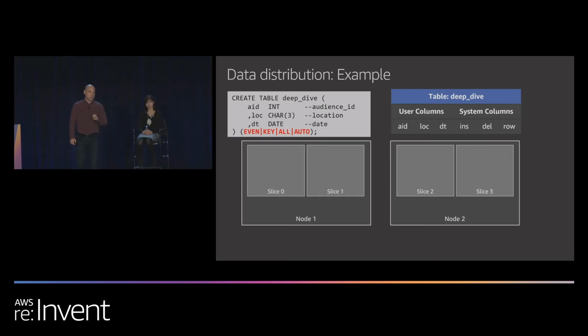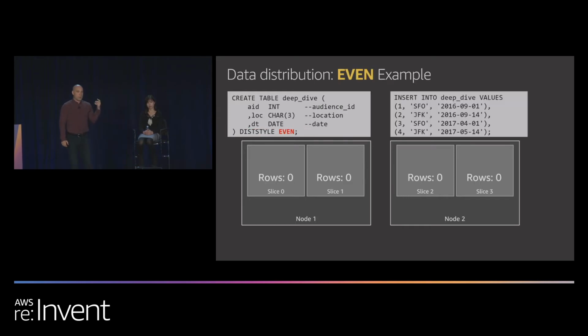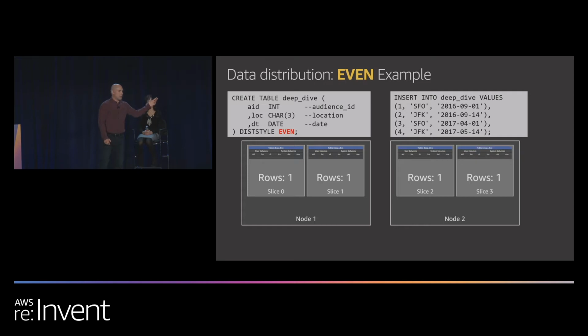So let's just go through each of these distributions. This is just a quick illustration. Say we have the same deep dive table, the same 4 records, and I wanted to distribute this table evenly. What I would do is simply round robin the data onto each node, and you can see the rows going across.